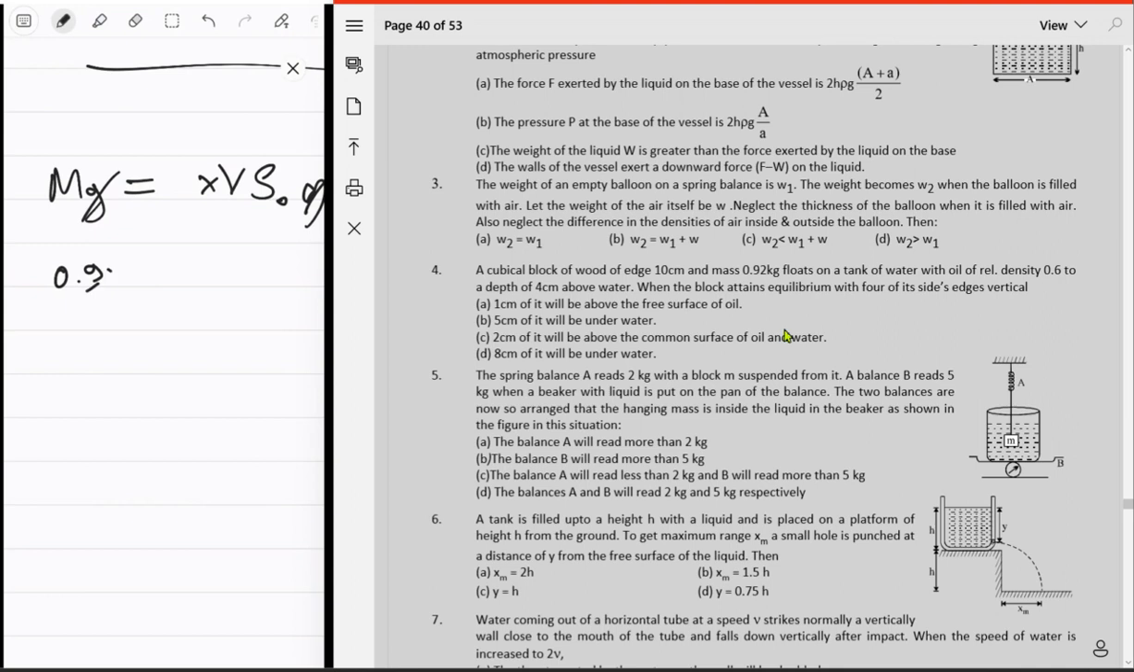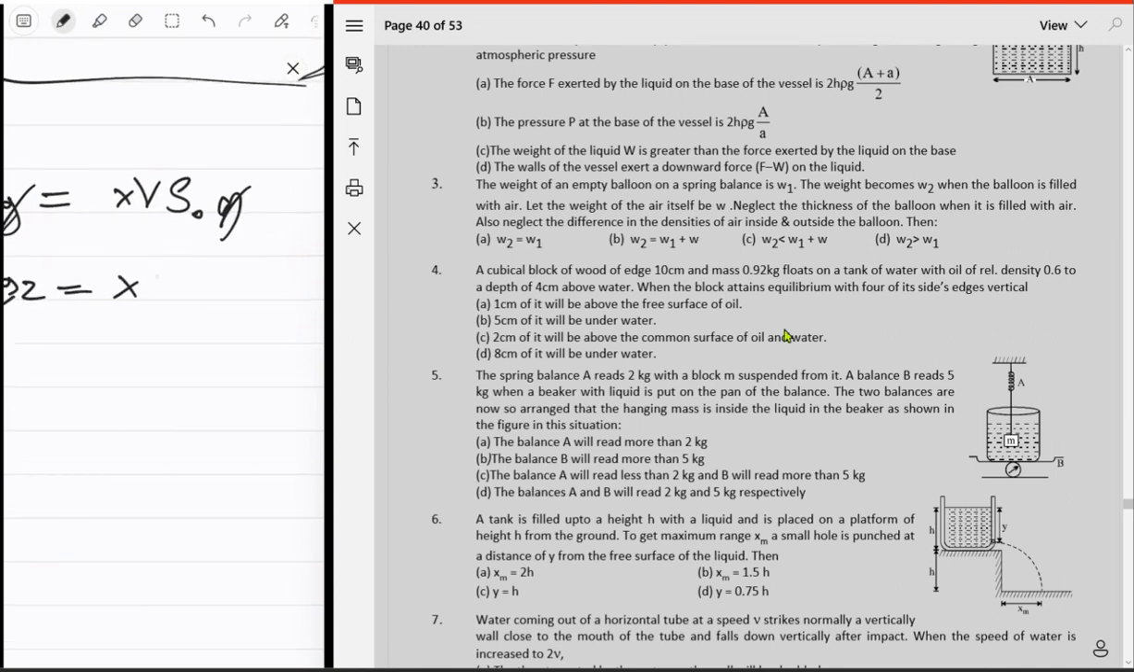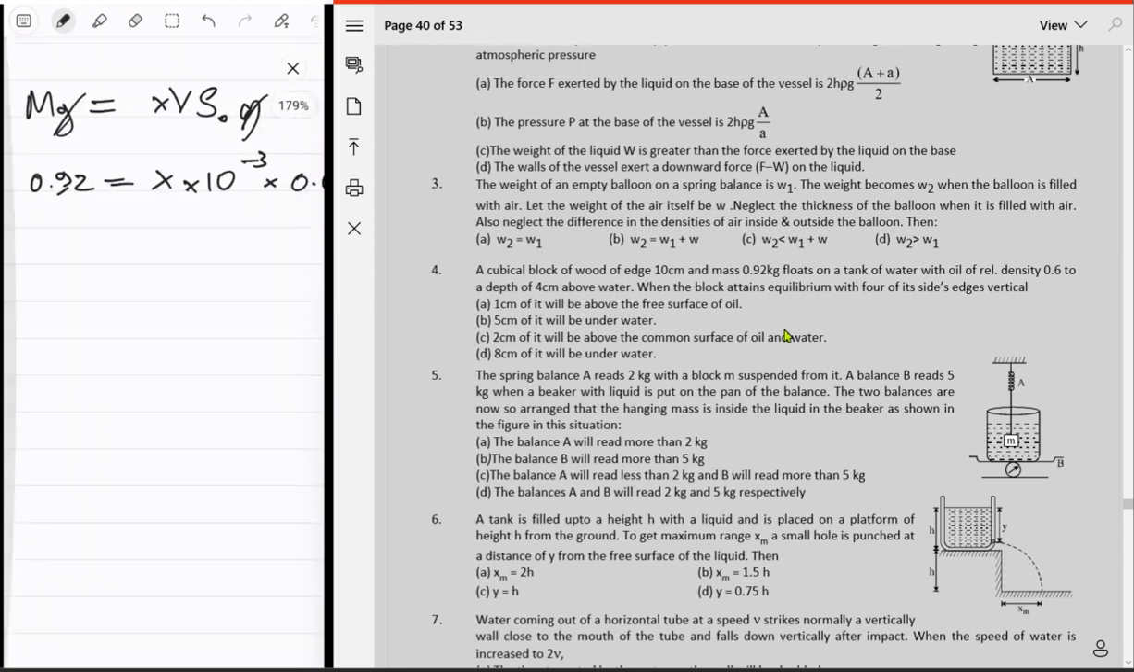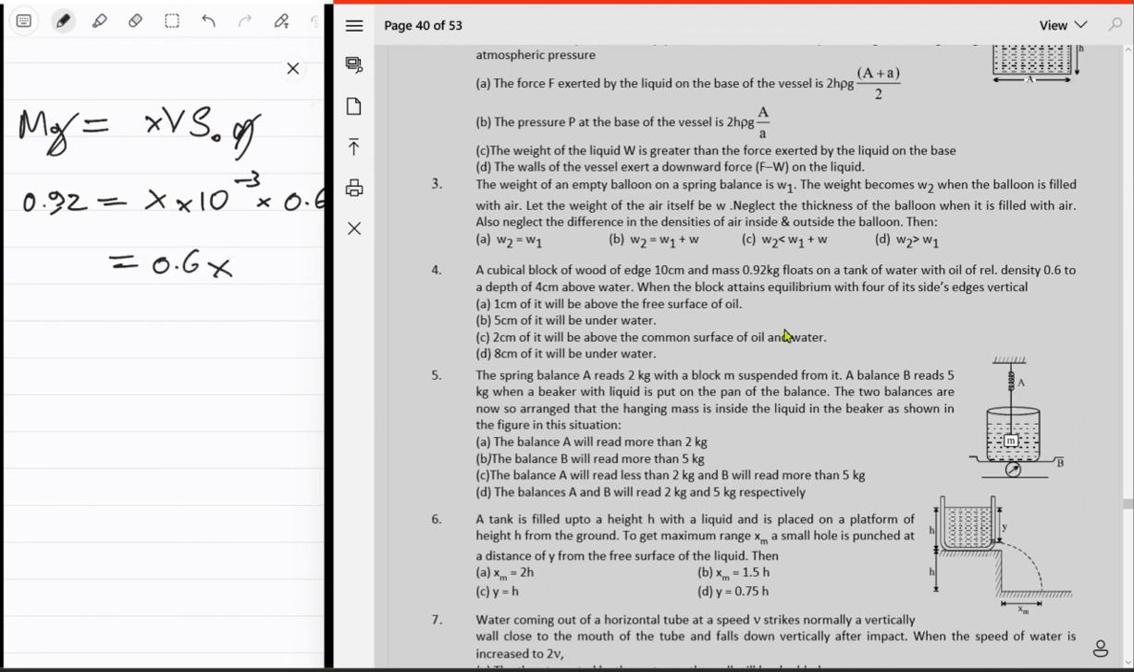So 0.92 is equal to x times the volume of this thing, which is just 10 power negative 1 to the power 3, so 10 power negative 3, times the density of the oil, which is 0.6 times 10 power 3. I guess that makes sense. So that just means 0.6 times x equals this thing. So x is 0.92 over 0.6, which is not less than 1. So yeah, this won't work.